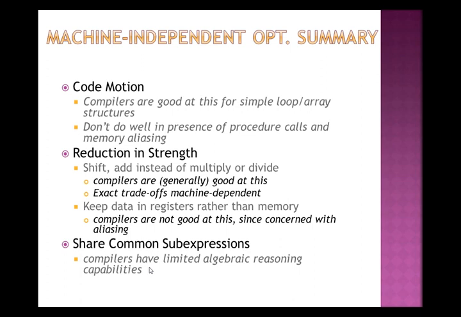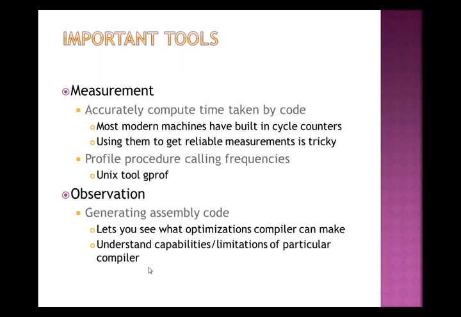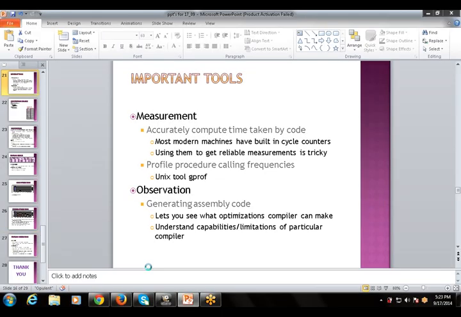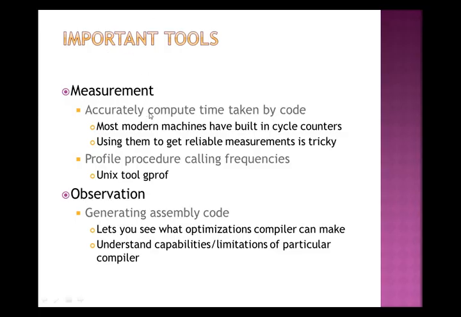Then, important tools means what are the tools available for increasing the performance? That is your next topic. One of the major tools is measurement. That is how the compiler will measure the efficiency of the program. The first tool is measurement. Measurement is used to accurately compute the time taken by the code. Suppose I have written the code. One tool that is available, a measurement tool, is used to accurately compute the time taken by the code in the programming language.